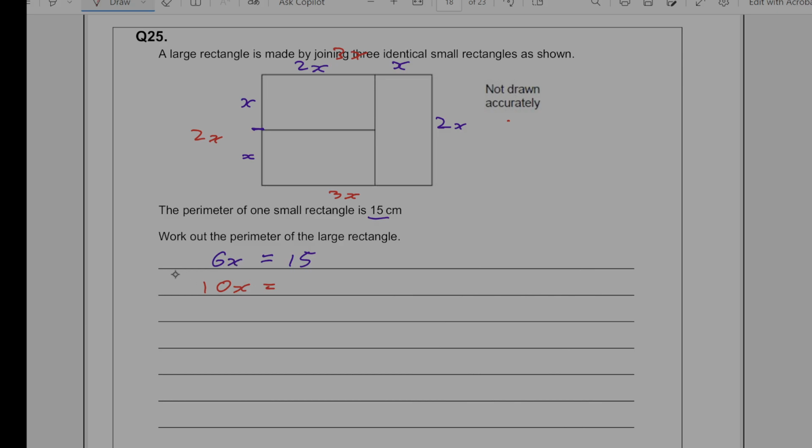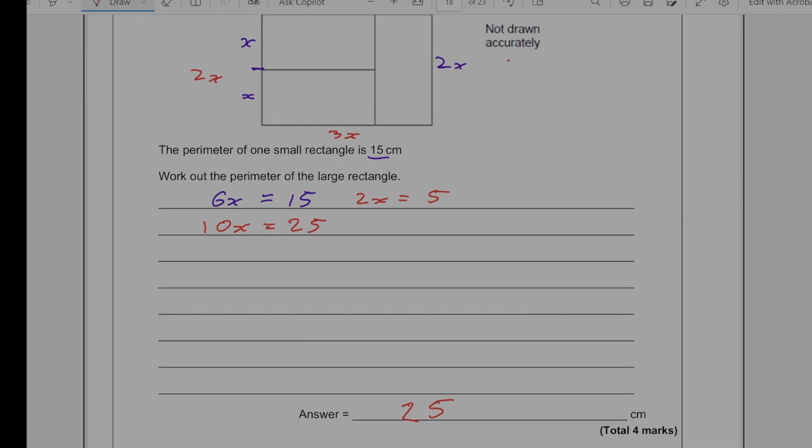To make this easier for myself, I'm going to say that if 6x is 15, then 2x is going to be equal to 5. So 10x is going to be equal to 25. And you could have obviously found that x is 2.5 and then worked it out, but I think that's a shorter way of doing it.